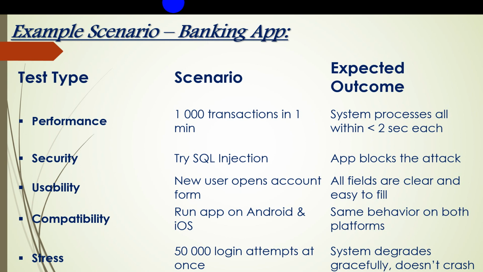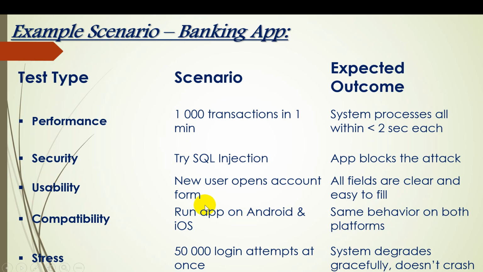Okay. Then usability, like a new user tries to open an account form. If any user clicks on the new account form, at that time all the fields should be clear and easy to fill. Okay. So these things come under usability. Compatibility, like take an example of PhonePe, and we can use PhonePe on our mobile as well, on Android and iOS and Windows as well. Okay? So everywhere the behavior of the application should be the same.